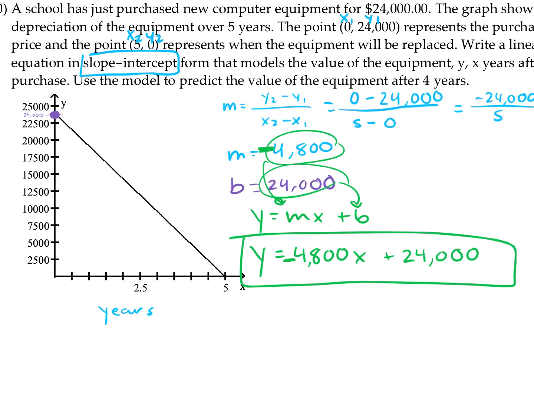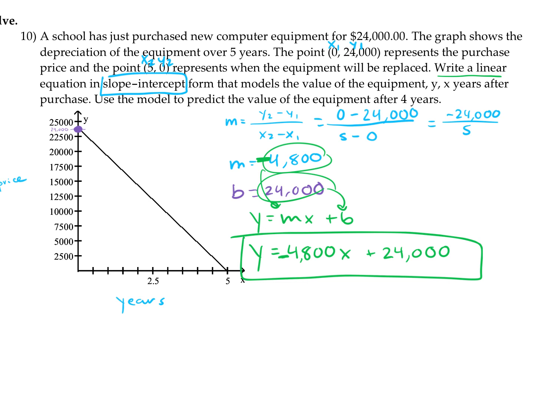This is just one part of the question because it's asking us to write a linear equation in slope-intercept form that models the value of the equipment. Then the second part says use the model to predict the value of the equipment after 4 years. So I'm going to plug in 4. Which one's talking about years, x or y? The x. So 4 years, 4 is going to get plugged into the x.